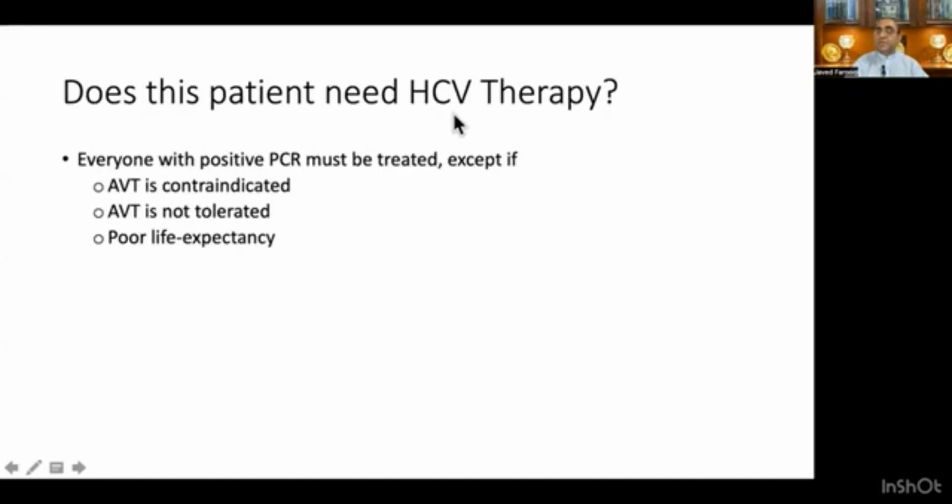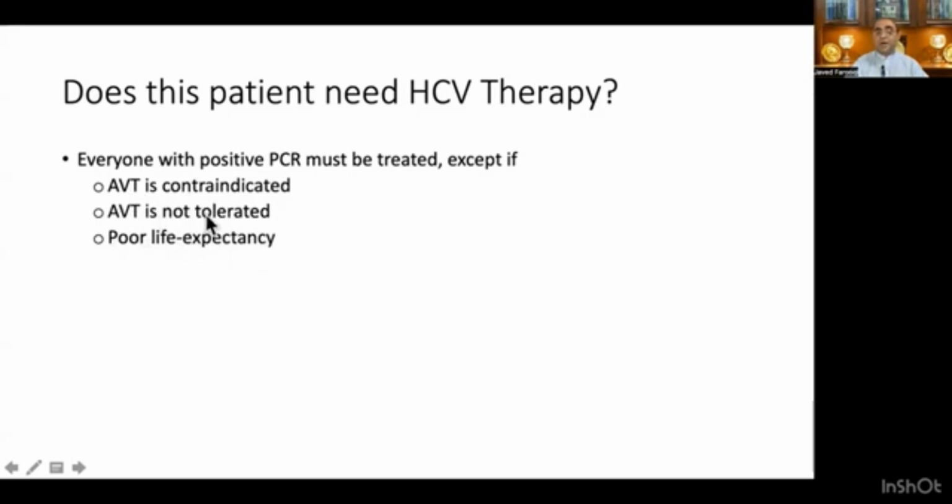Does this patient need HCV therapy? Yes, everyone with a positive PCR must be treated. This is the statement. Everyone with a positive PCR must be treated, except if the antiviral treatment is contraindicated, or if the antiviral treatment is not tolerated, or there is poor life expectancy.